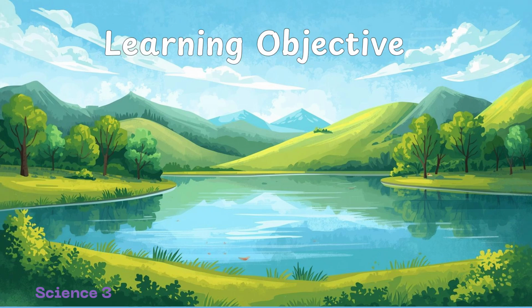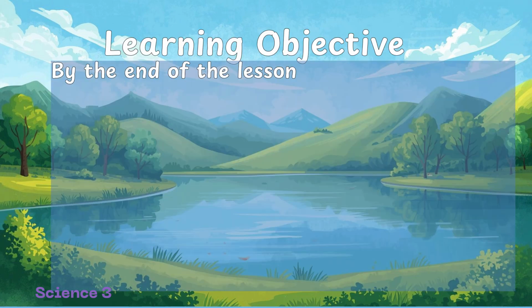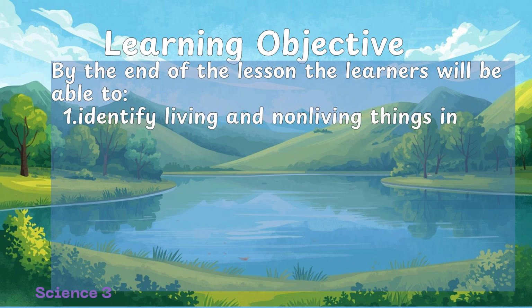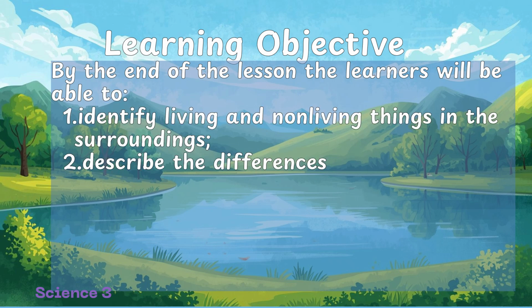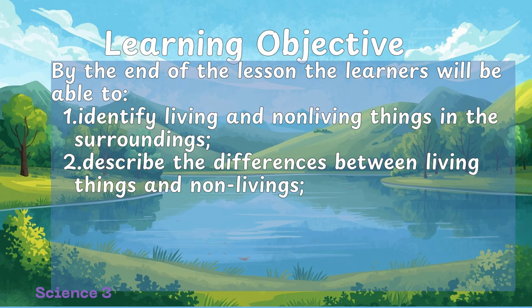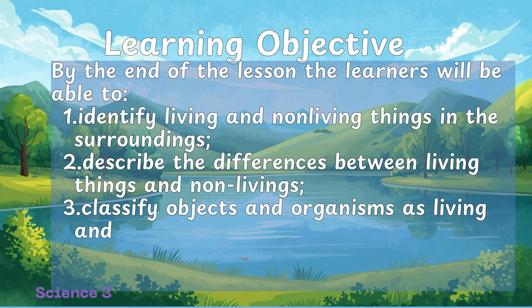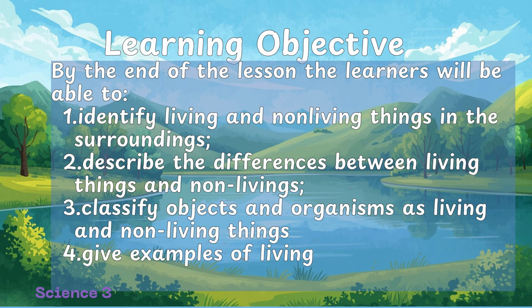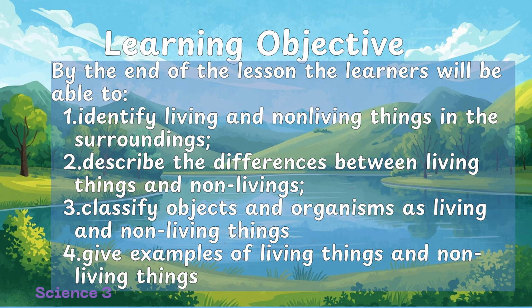Our learning objectives: by the end of this lesson, you will be able to: 1. Identify living and non-living things in the surroundings. 2. Describe the differences between living things and non-living things. 3. Classify objects and organisms as living and non-living things. 4. Give examples of living things and non-living things.